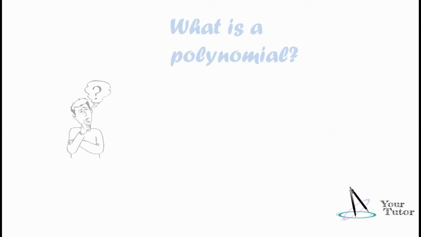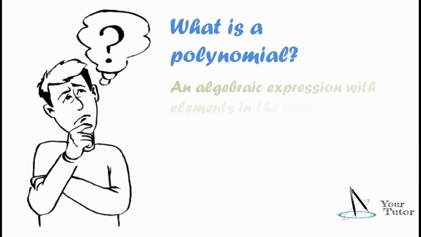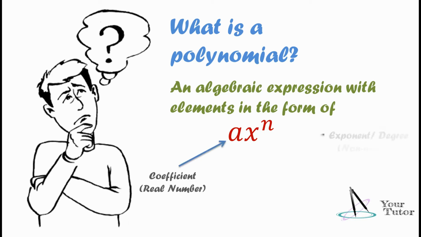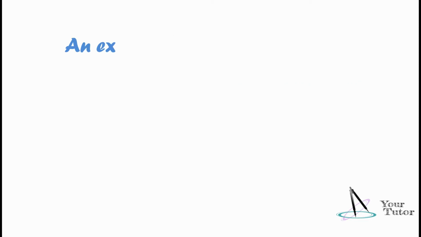A new term. Polynomial. Polynomial is a collection of algebraic expressions each with non-negative integer exponents, or degrees, and each involves only the operations of addition, subtraction, and multiplication. Simply, a x to the power of n. Here, a is coefficient and belongs to real number. n is the exponent, or degree. Remember, it is non-negative. And x is a variable.